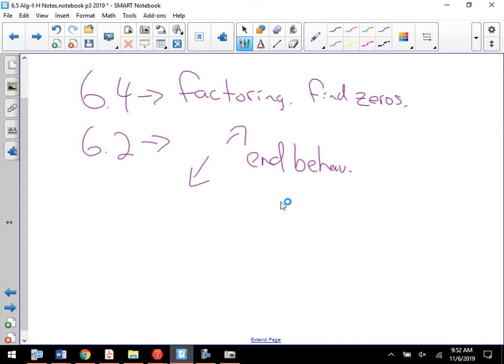We did all the end behavior stuff. And after we did the end behavior, we added that to the factoring, finding zeros, because then we did the rough sketches, okay? It all kind of built together, all right?